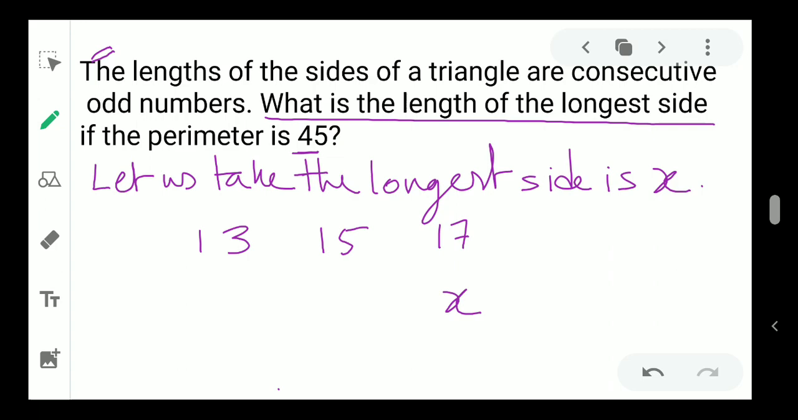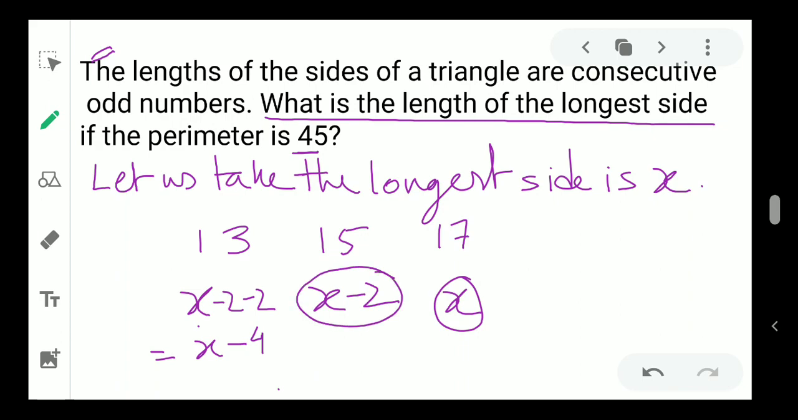So what will be the previous one? x minus 2. That means 17 minus 2, you get 15. What will be this one? x minus 2 and minus 2. So x minus 2 minus 2 means how much? x minus 4, right? So I have gotten three numbers, these and this.